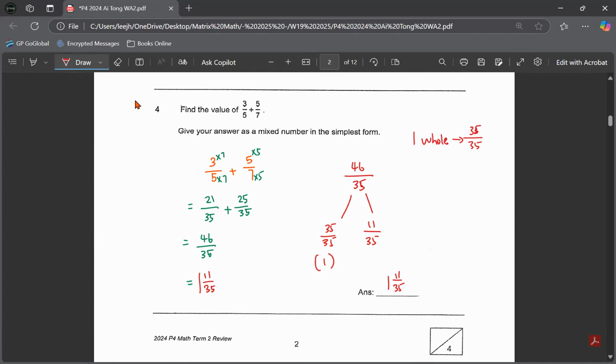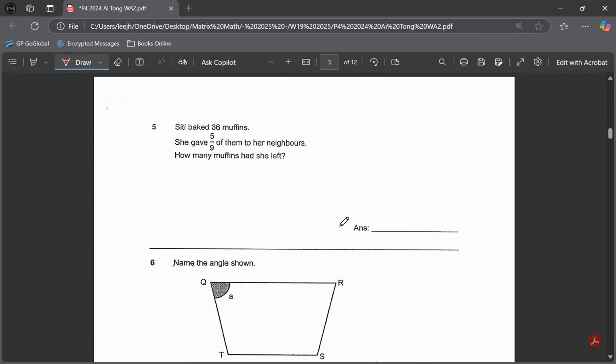Question number 5. Siti baked 36 muffins. She gave 5/9 of them to her neighbors. How many muffins had she left? So we know 36 muffins, gave 5/9. If you want to draw, you can draw 9 parts. 1, 2, 3, 4, 5, 6, 7, 8, 9.